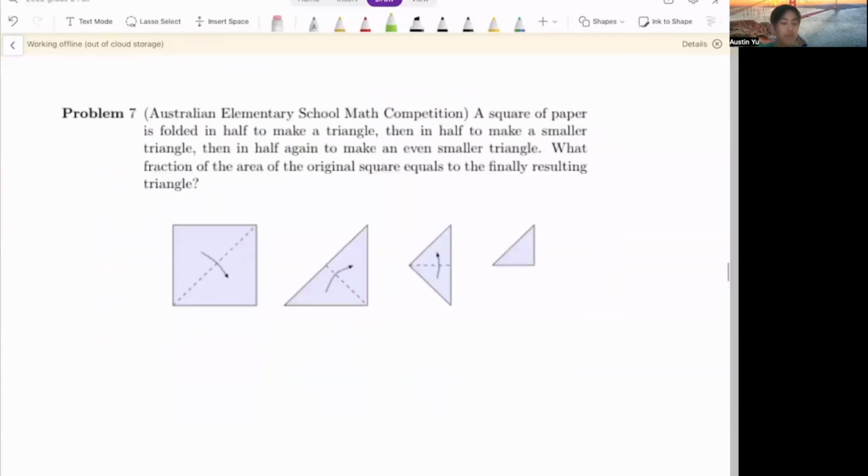Problem 7. A square of paper is folded in half to make a triangle, then in half to make a smaller triangle, then in half again to make an even smaller triangle. What fraction of the area of the original square equals the final resulting triangle?